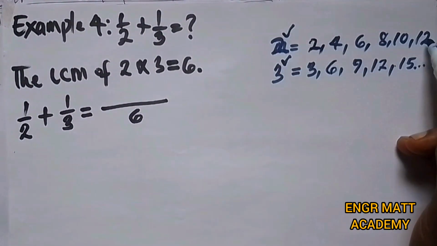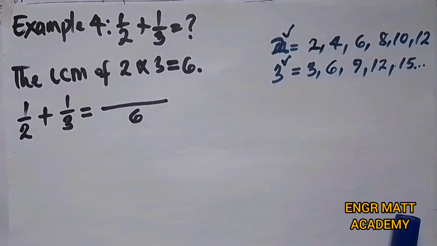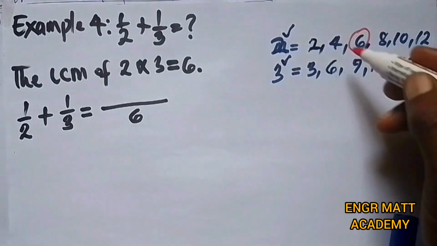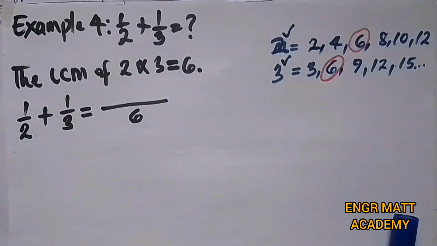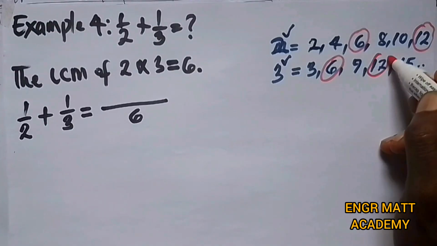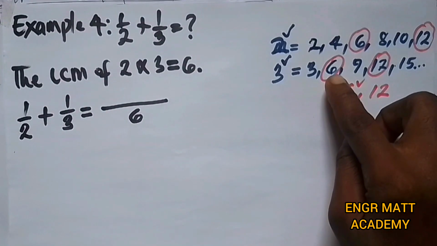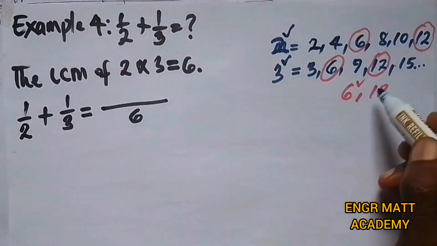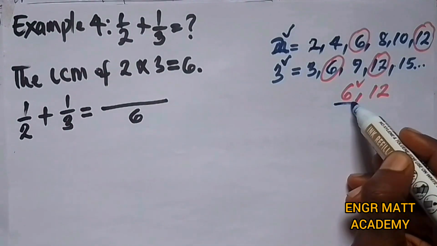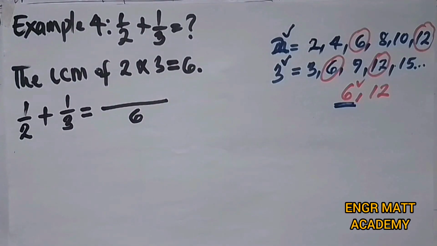Looking at these multiples of 2 and comparing them to the multiples of 3, we see that they have some common multiples. For instance, 6 is a multiple of 2, and 6 is also a multiple of 3. We'll still have 12 being a multiple of 2, and 12 is also a multiple of 3. We have two common multiples, 6 and 12, but 12 is greater than 6, and we're talking about lowest common multiple. So 6 is the lowest multiple here, hence we have 6 as our new denominator.